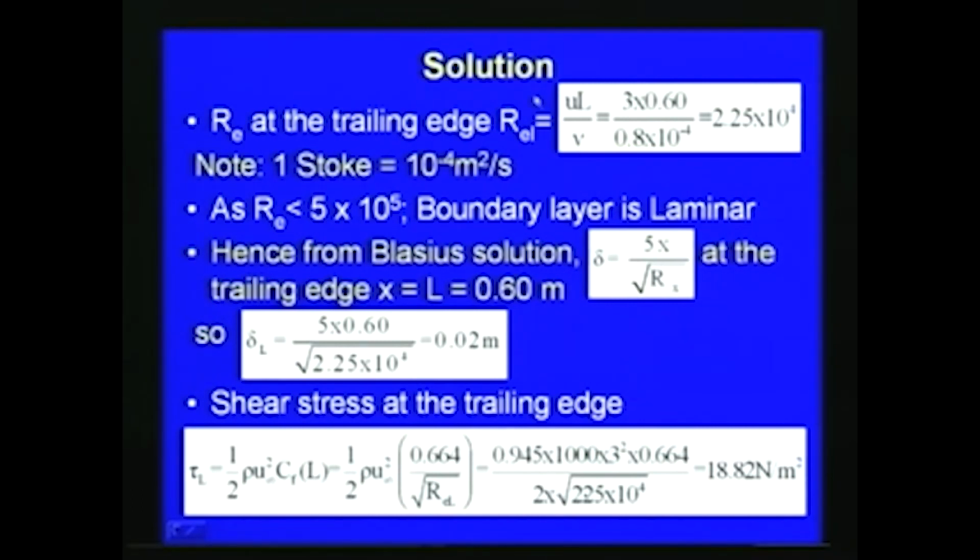When we discussed the boundary layer initially, especially for flow over a flat plate, we saw that when the Reynolds number is less than 5 into 10 to the power 5, we categorized the boundary layer as laminar. Here we got 2.25 into 10 to the power 4 as the Reynolds number. So, you can see that the boundary layer is laminar, and we can use the equations which we have seen earlier. So, the Blasius solution we can use.